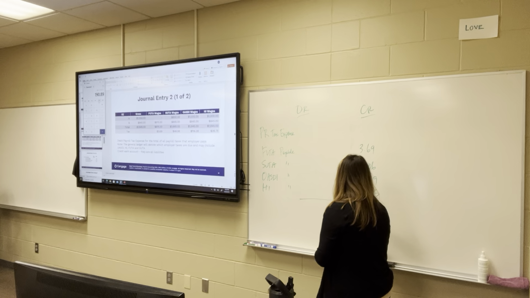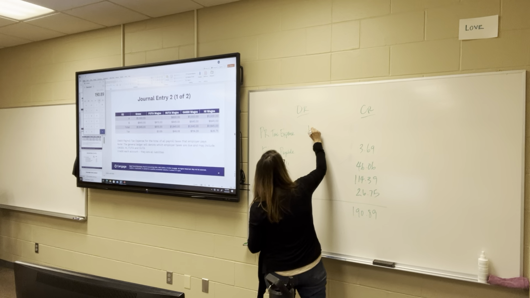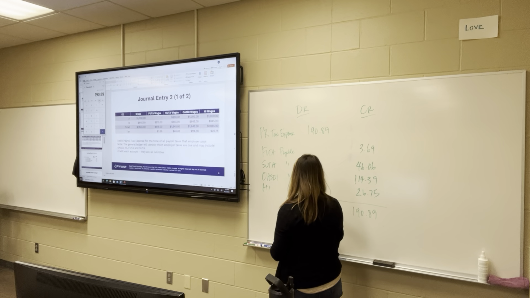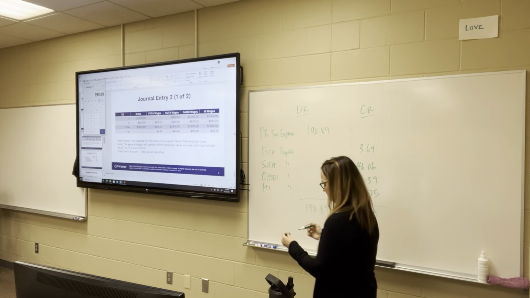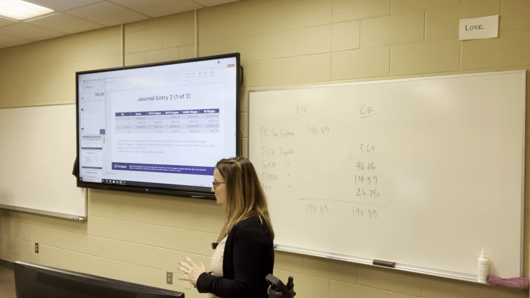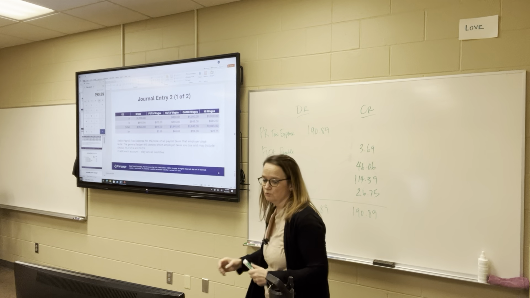$190.89. So that's how much we need for our debit up here, $190.89. And we balance. There's our second journal entry. Questions about either of those? Are we pretty clear on what that entails? Okay. Cool.